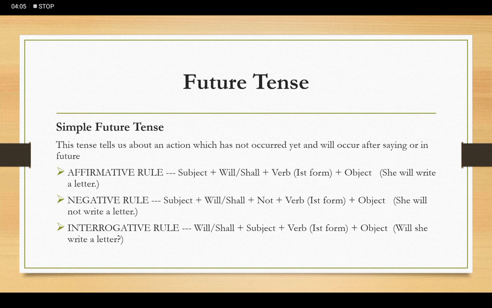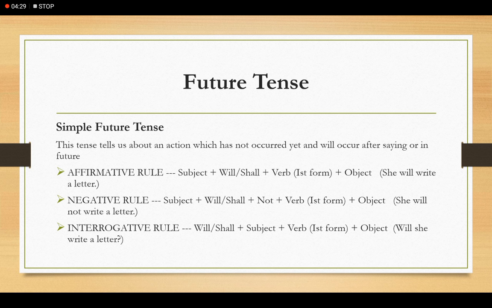Now we will see future tense. Simple future tense. This tense tells us about an action which has not occurred yet and will occur after saying, or in future. She will write a letter. That means the activity did not take place even at the time of speaking. It will happen in future.